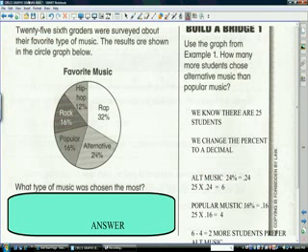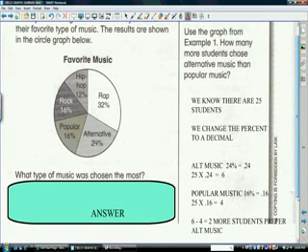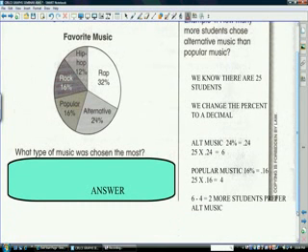The other thing we're going to be doing is working with that percent as a decimal. Look on the right hand side here where it says build a bridge. We're going to use this graph to determine how many more students chose alternative music over popular music. Well, if we look at the graph, alternative music is 24%. Popular music had 16%. Step 1, we know there are 25 students. So the first thing we're going to do is change those percentages into decimals.